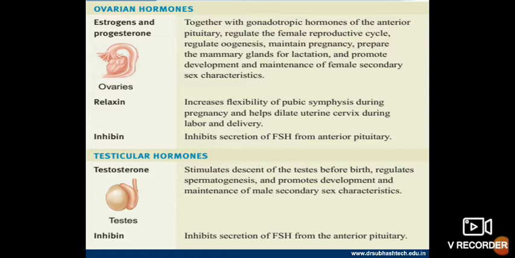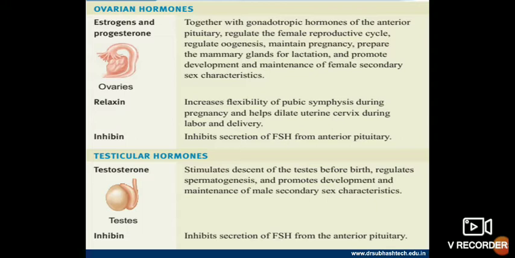Next is relaxin, which increases the flexibility of the pubic symphysis during pregnancy and helps dilate the uterine cervix during labor and delivery. Third is inhibin. It inhibits the secretion of follicle stimulating hormone from the anterior pituitary gland. So basically it involves these: estrogen, progesterone, relaxin and inhibin.